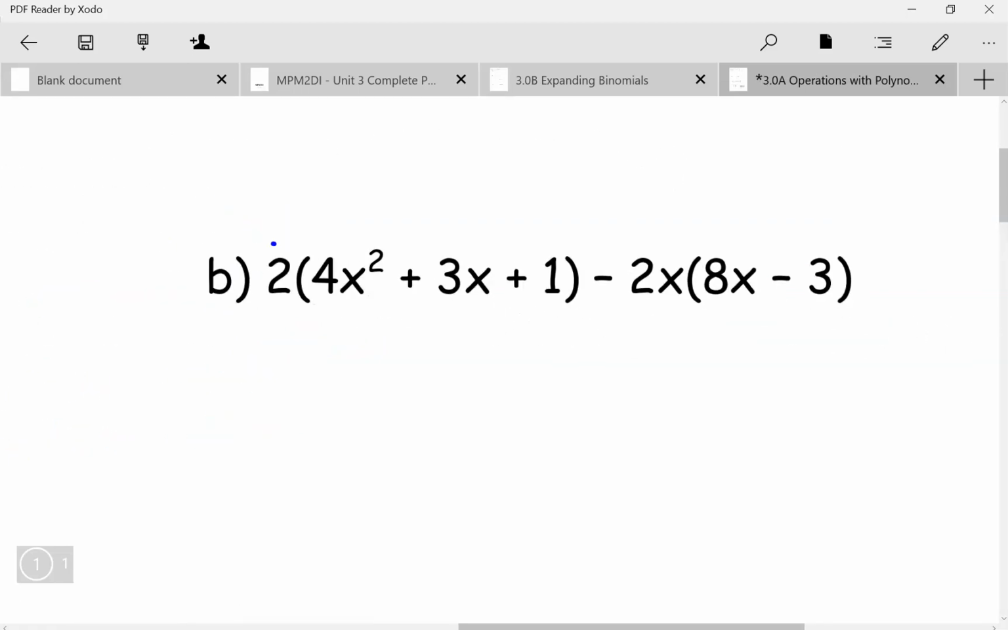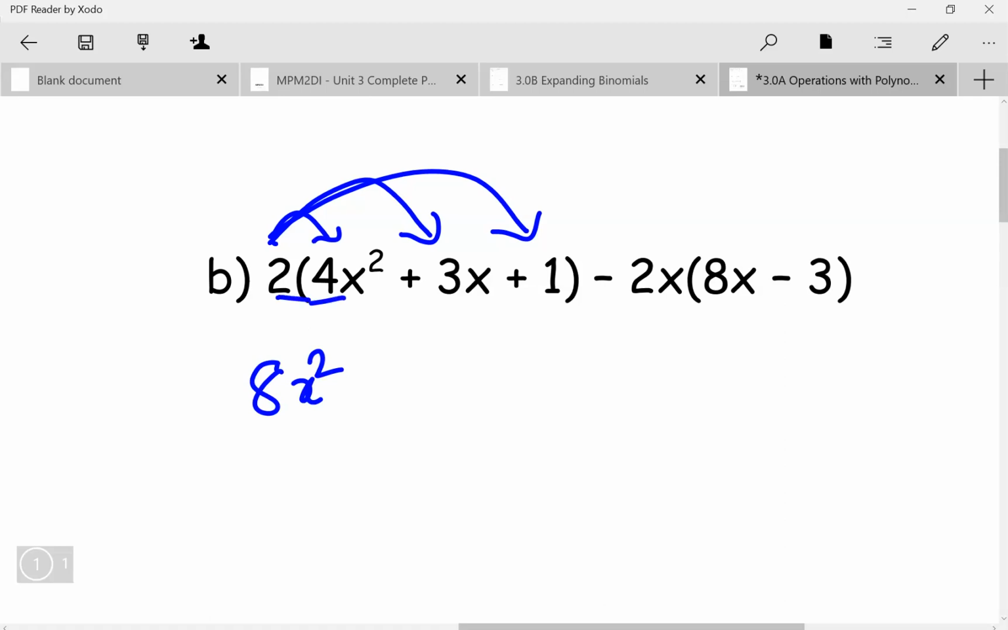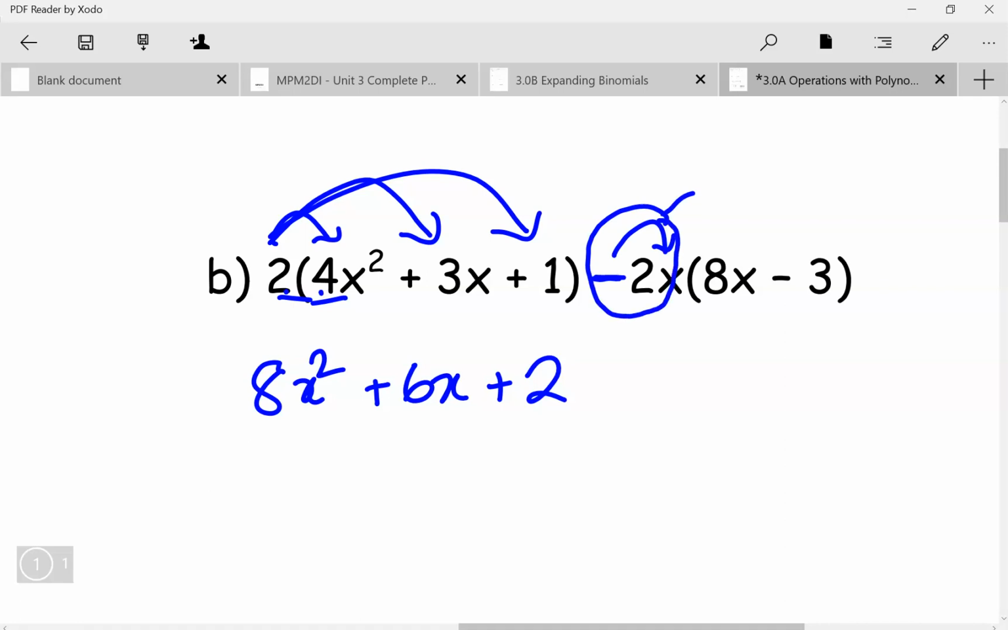The same idea here. We have something outside of a bracket, so we're going to distribute it. We'll remember that when we're multiplying, as we're doing here, we just multiply the numbers and multiply any variables that are present. So here it's just a 2, so we're multiplying 2 and 4, 2 and 3, 2 and 1. And then here, note that this negative belongs to the 2x. So we're taking negative 2x and multiplying it into these two terms.